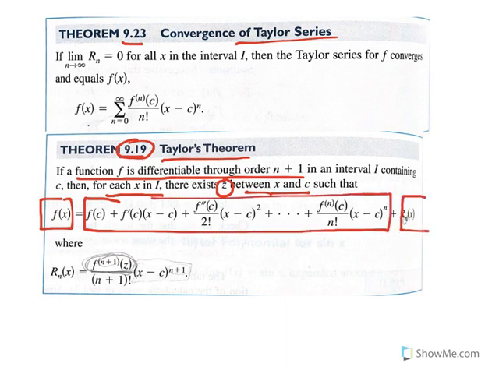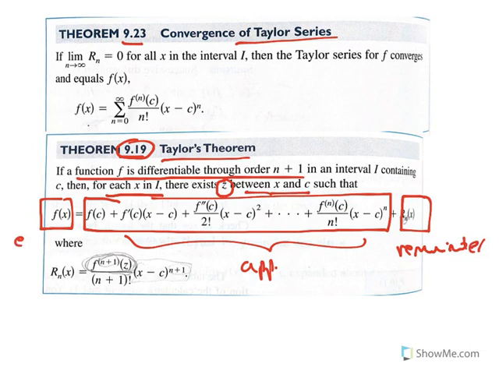plus the remainder. So this is our approximate value. This is the remainder. And this is our exact value. And Taylor's theorem states that the remainder is equal to the n plus 1th derivative evaluated at z, where z is between x and c, divided by n plus 1 factorial times x minus c to the n plus 1 power.